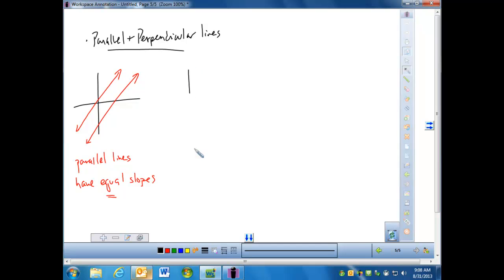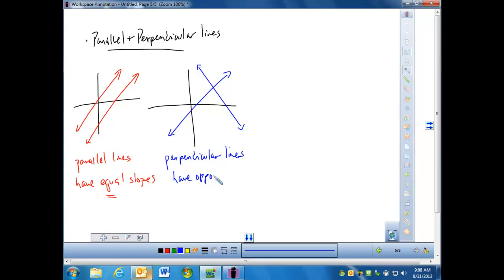And then remember that if we have perpendicular lines, obviously those lines' slopes are not equal, and they're going in different directions, so one has to be positive, one has to be negative. But even more than that, those lines' slopes are opposite reciprocals. Opposite reciprocals. What's that mean?